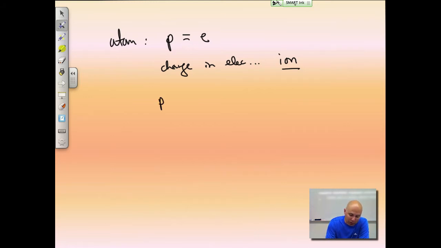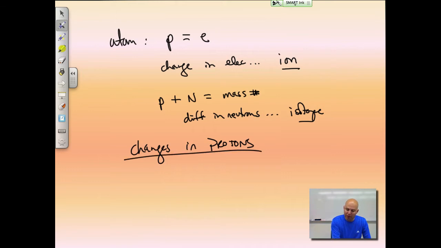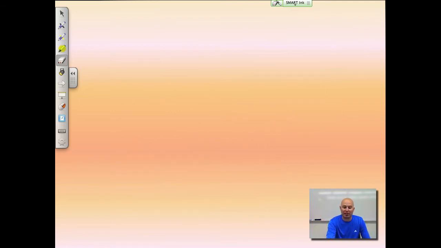Now, protons plus the neutrons equals your mass number, and if you have differences or changes in the neutrons, then you have an isotope, okay? So what happens if we have changes in protons? Well, if we have changes in protons, it's a whole new thing. It's no longer the same atom. It's no longer carbon if you have 6 protons, and it's now changed.